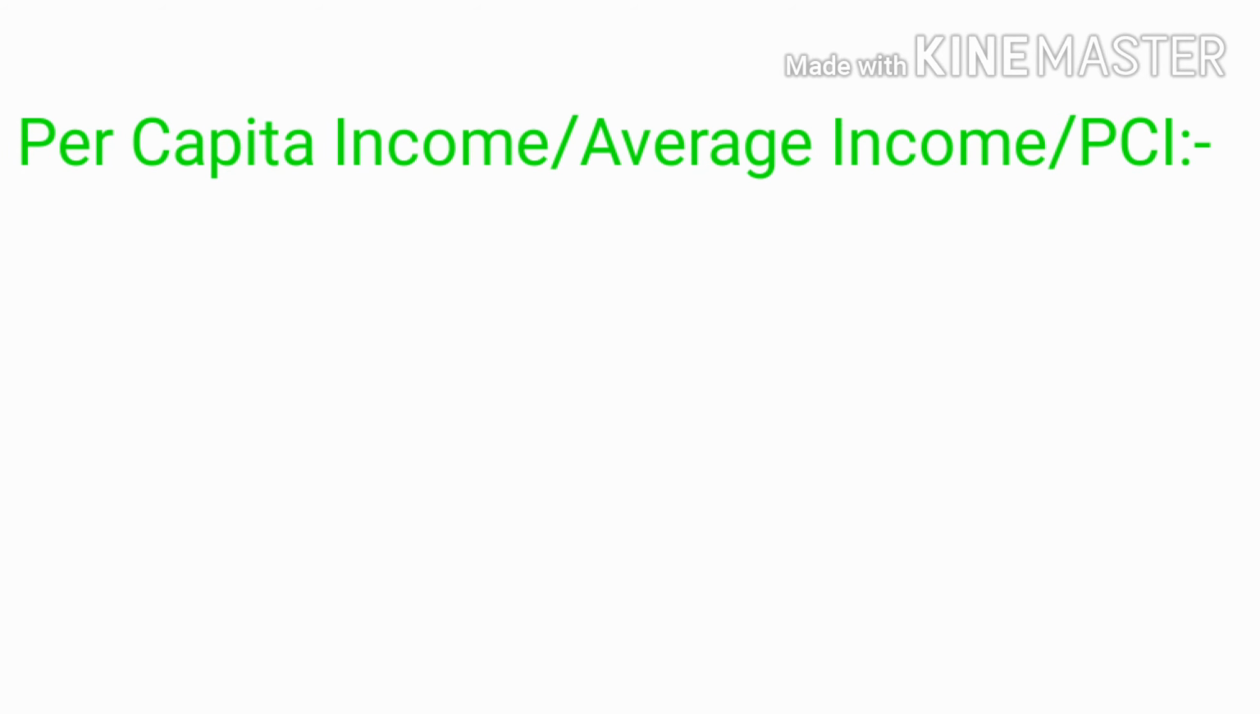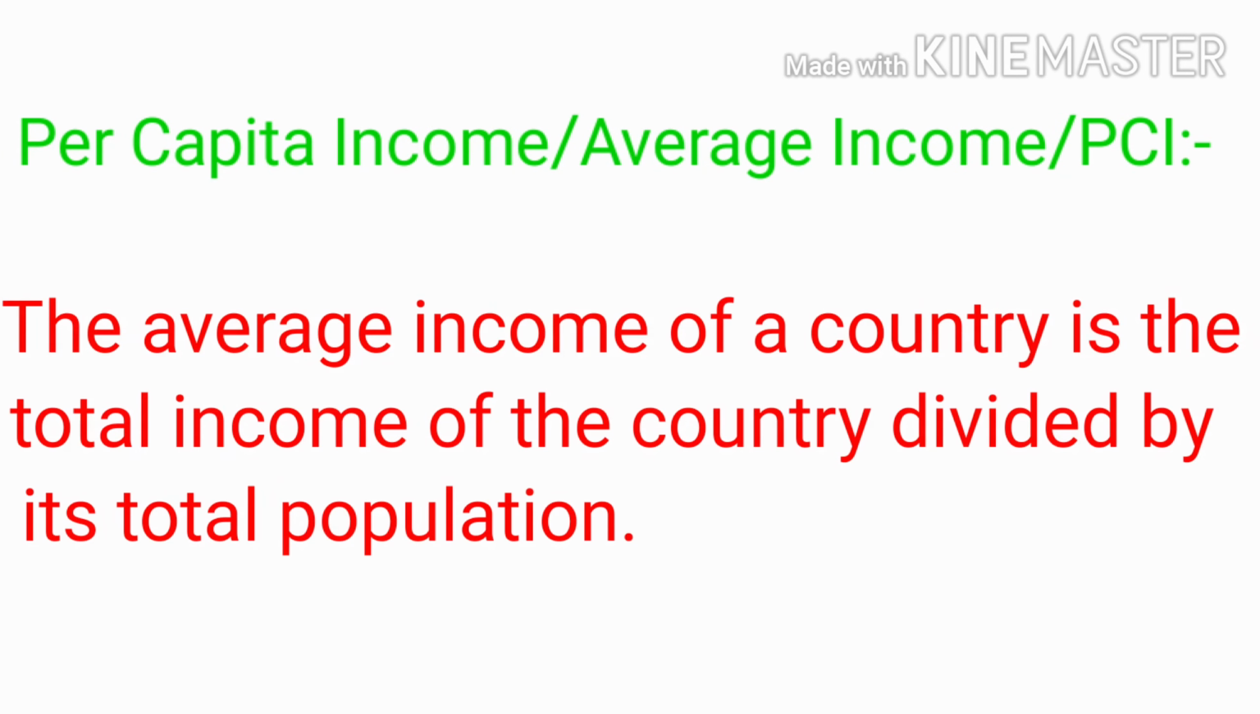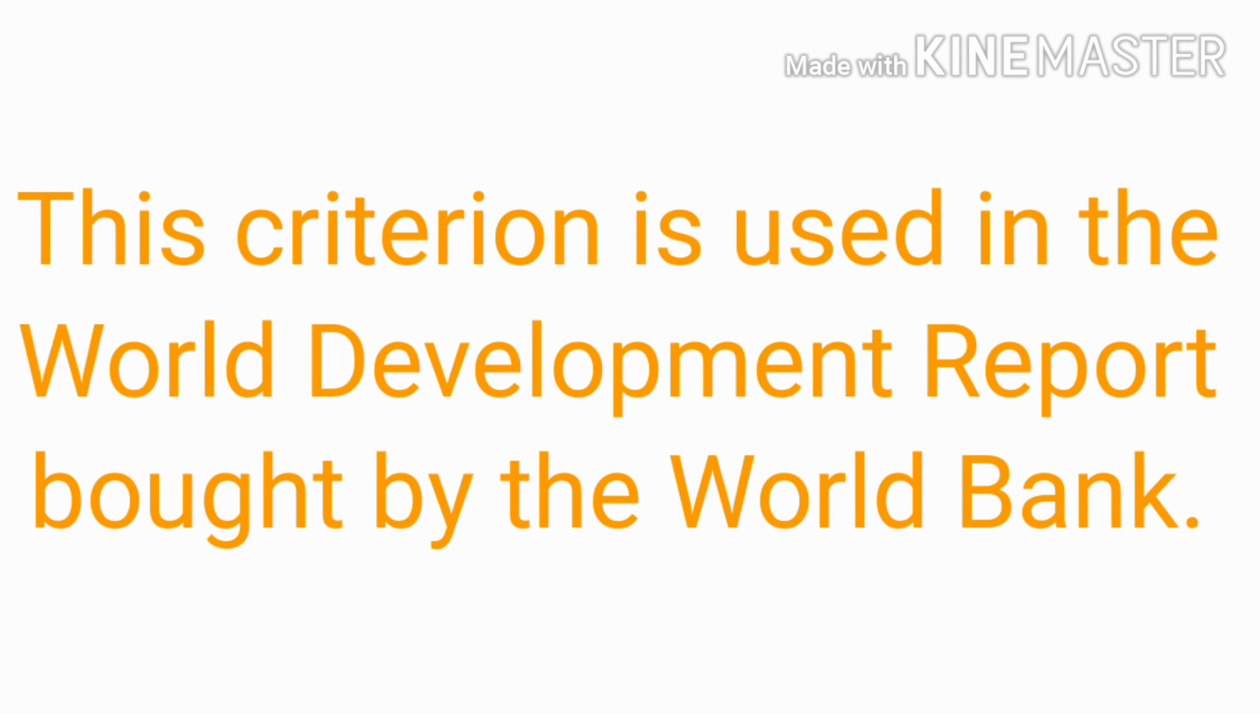So to compare, we will use one term, that is per capita income, or the average income. The average income of a country is the total income of the country divided by its total population. This criterion is used in the World Development Report brought out by the World Bank.